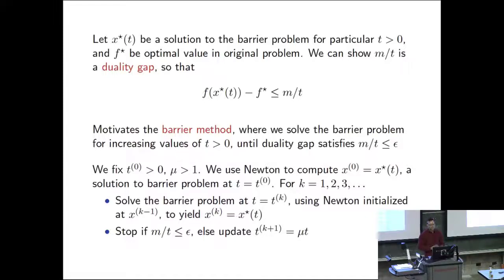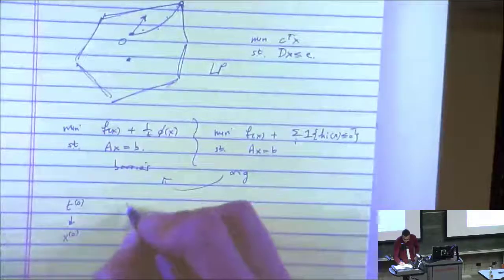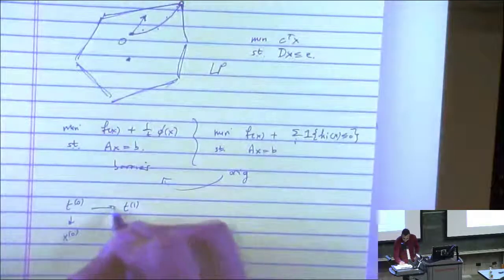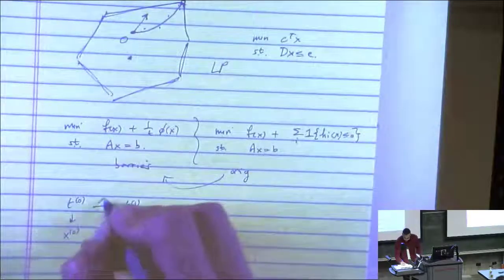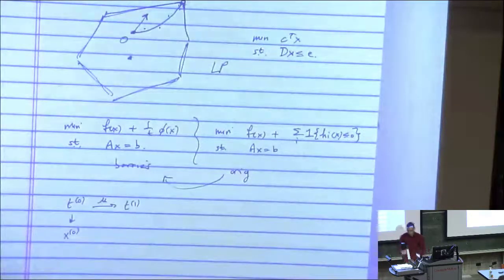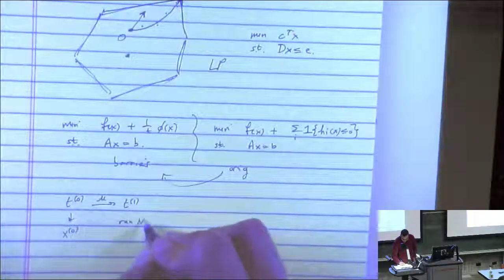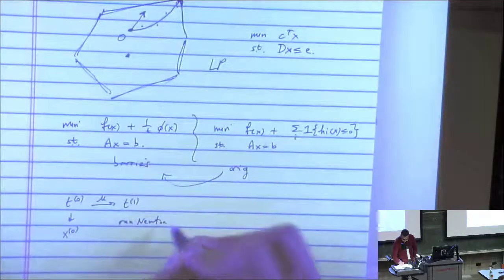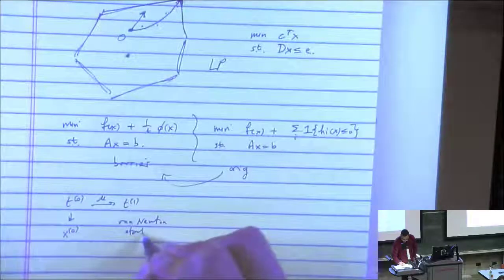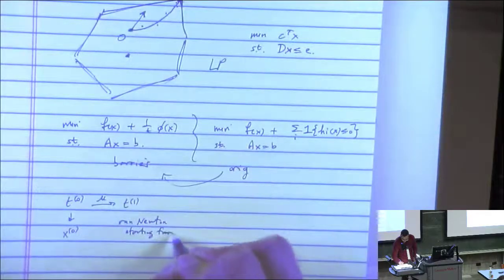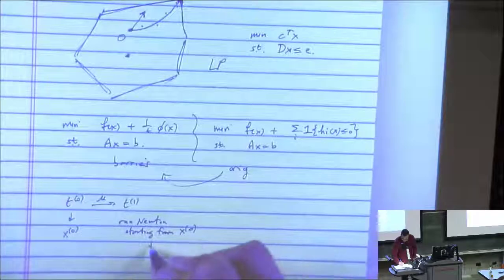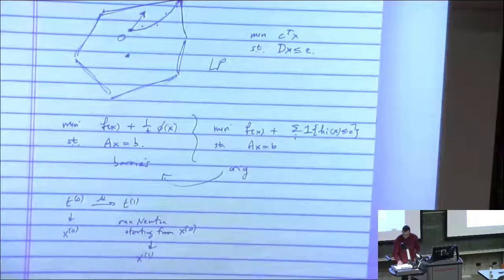with the solution you arrived at the smaller value of t. Okay, so we start off at some value t0, we optimize to get x0, and then we move t up to t1, multiplying by some constant mu that's bigger than 1, like think about 10, for example. And then we run Newton starting from x0, and we're going to arrive at a solution x1, and so on.